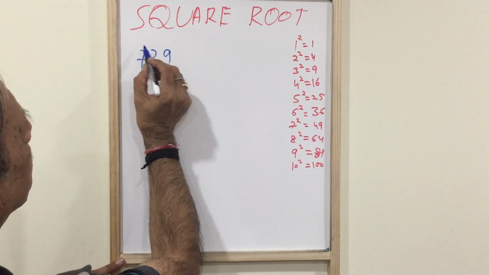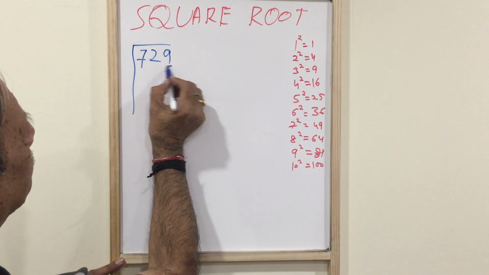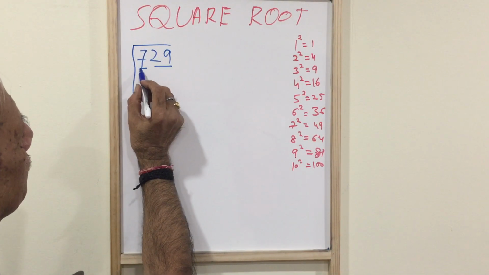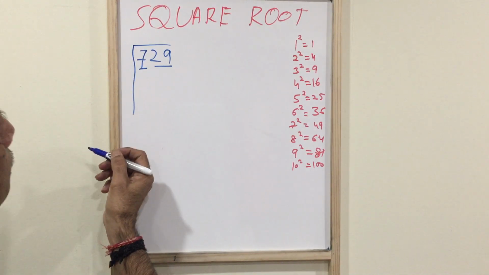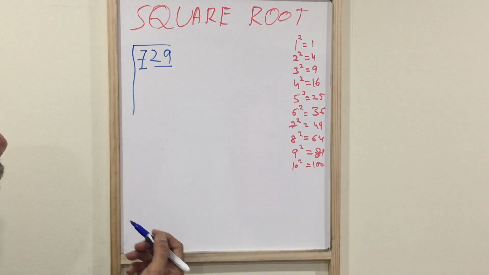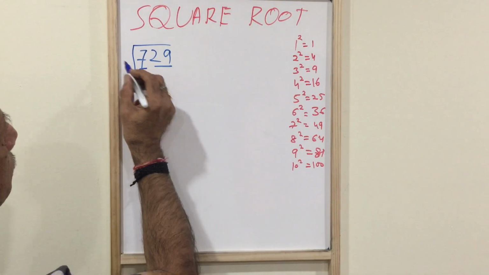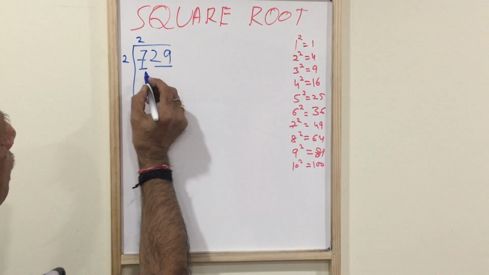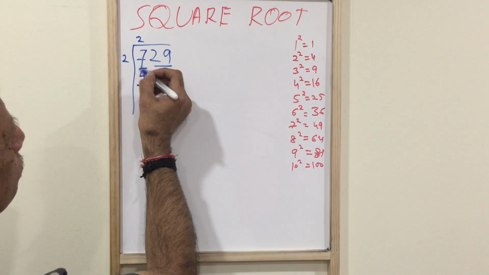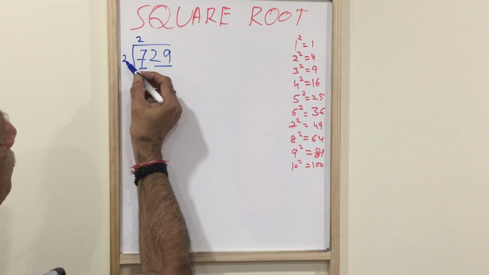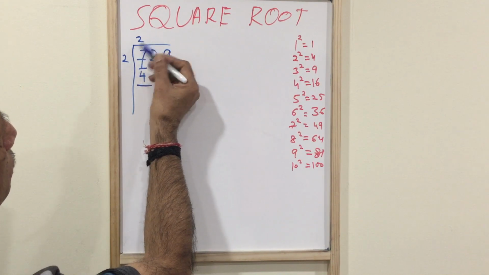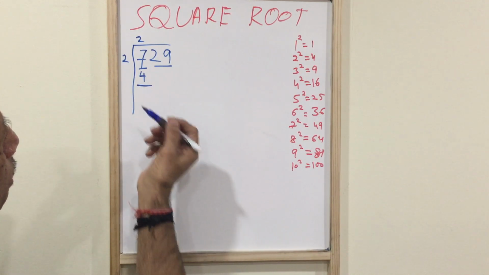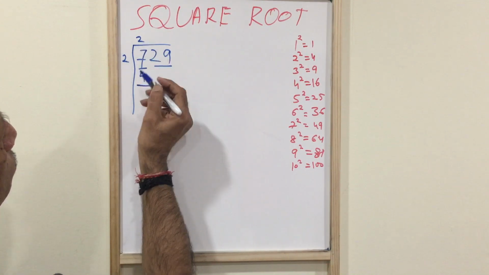In the traditional method, we'll make pairs from the right side to the left. 29 is one pair, left with this 7 only. So we have to select a number that we multiply by itself. Suppose we select 2, 2 times 2 is 4, which is less than 7. If we take 3, 3 times 3 is 9, which is more than 7, so we cannot take that number. That's why we have taken 2.